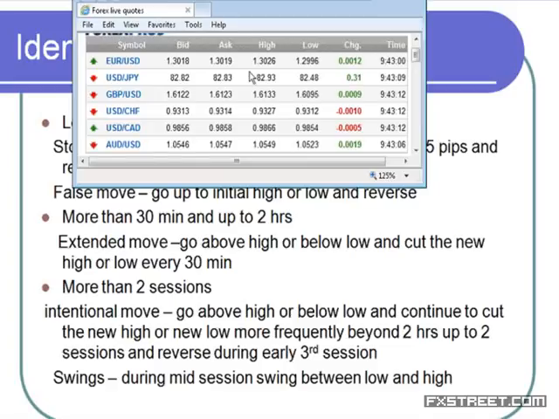And now you come across a situation in the case of euro and GBP, an extended move. Go above the high. Today is a condition of going above the high, cutting the new high and staying above there for more than 30 minutes. 1.3014 was the initial high. They have just gone above and they are staying here for more than 1 hour, 1.5 hours now. Then what happens if they continue to cut the new high? Then it is an intentional move on the upside.